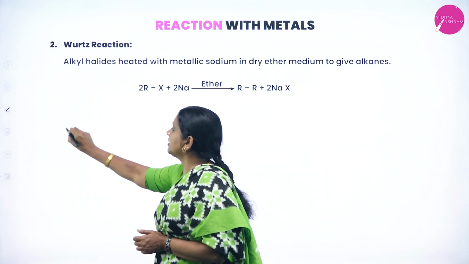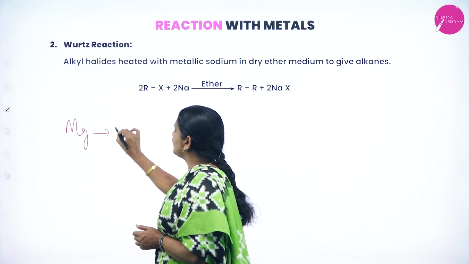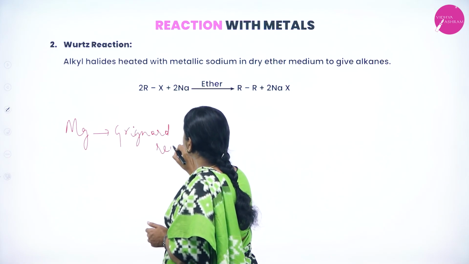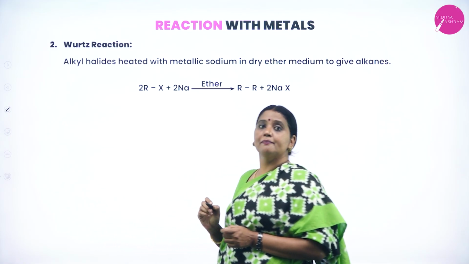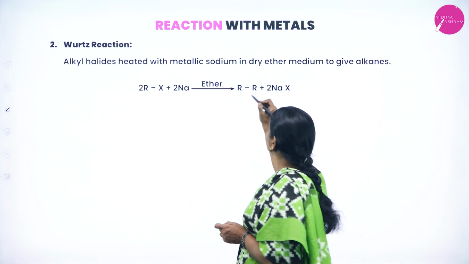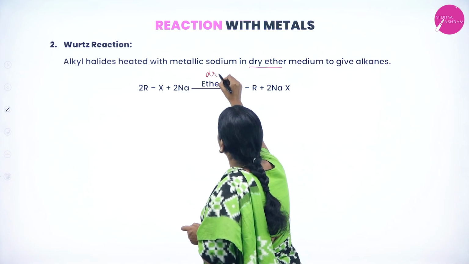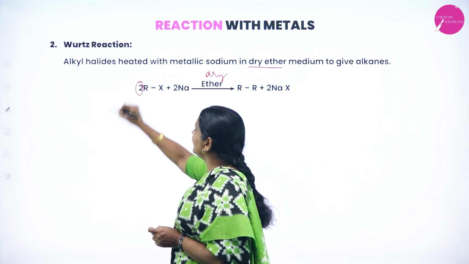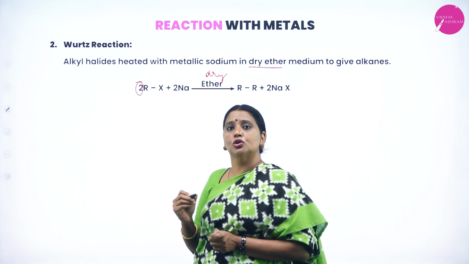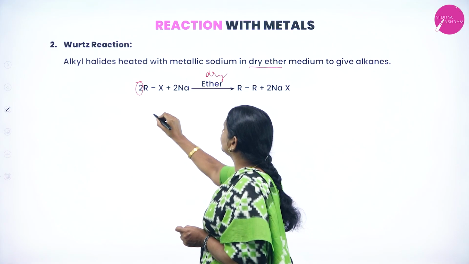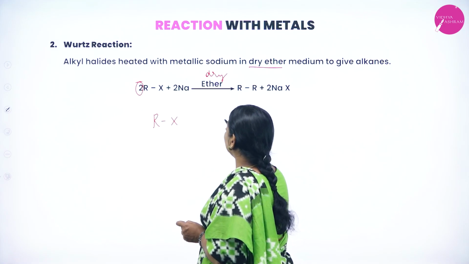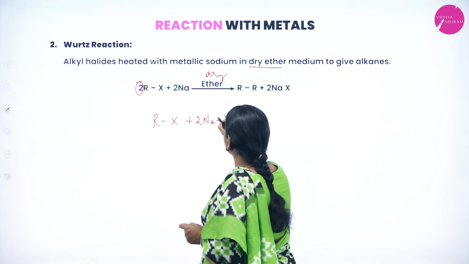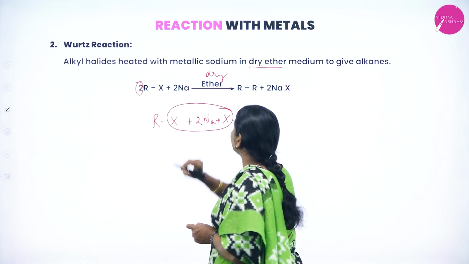Second, reaction with metal. First, I finished with magnesium. If it reacts with magnesium, it is called the Grignard reaction. Now, reaction with metallic sodium. Here also the solvent is dry ether. So when we take 2 molecules of alkyl halide, what is the molecularity of this reaction? It is 2. I will show how to remove that. I write 1 molecule of alkyl halide plus 1 molecule of alkyl halide, plus 2Na. It is easy to eliminate 2NaX.